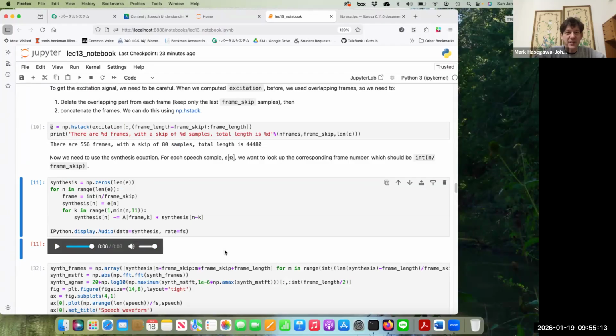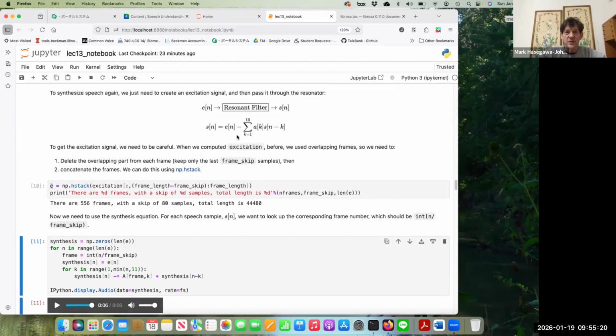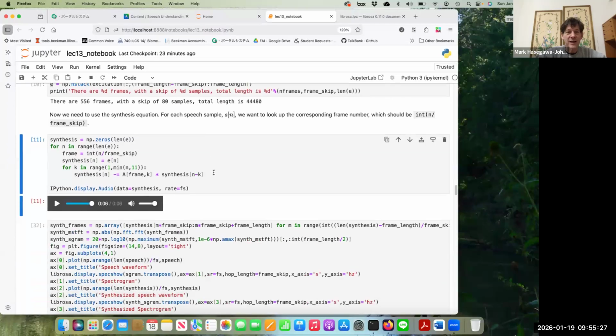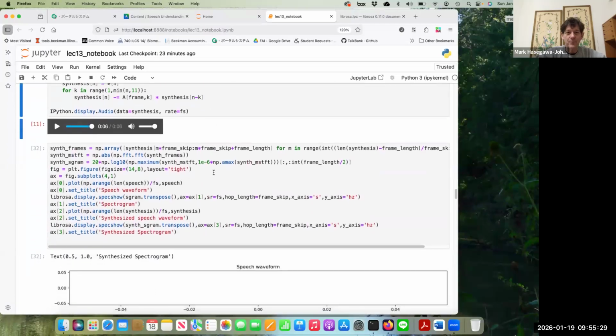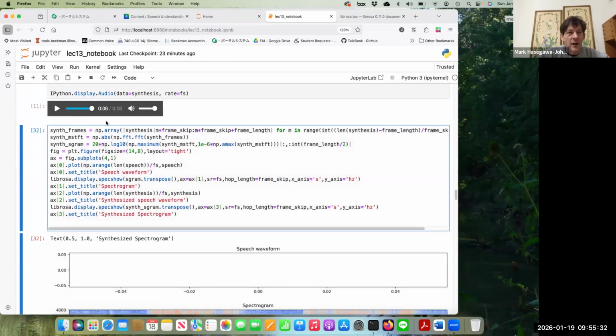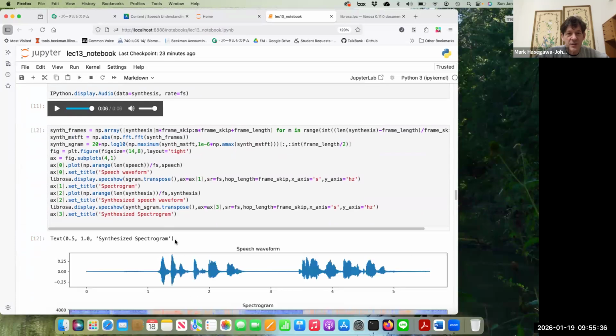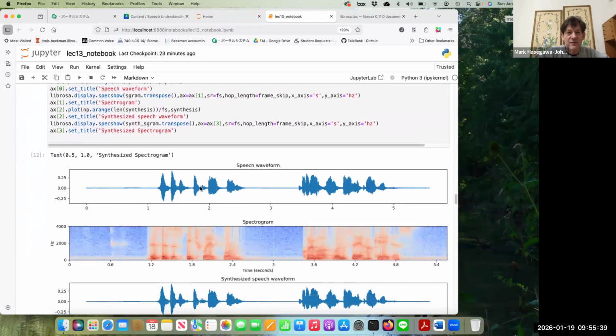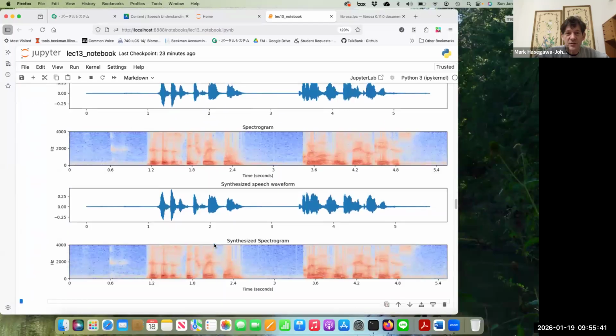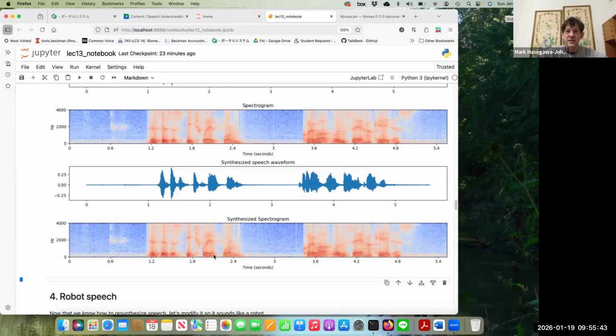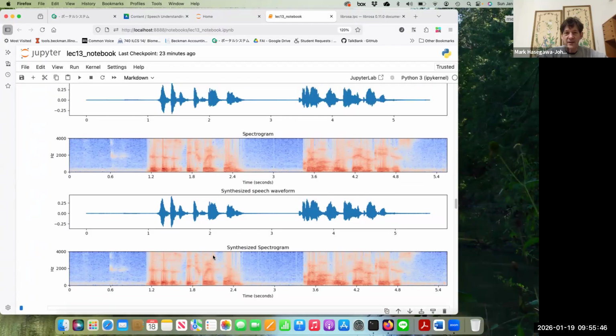We took that excitation signal, which we got by inverse filtering the speech using LPC. And then we refilter the excitation using LPC in order to regenerate the speech signal. And we get the original speech signal back again. I'm not sure why it doesn't show the first frame. I could re-show, here's the original speech waveform and the original speech spectrogram. Here's the synthesized speech waveform and the synthesized spectrogram. And yeah, they look exactly the same.